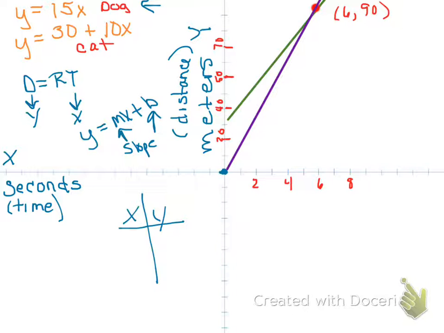Let me see if I can get this to work for me a little better. So we're rising up 15, so go up the y to 15, and then we're going over 1. And we continue up that track, going up 15 and over 1. And we follow that up, and we come to 6 and 90. So when we get on the graph to x of 6, we are up at y of 90.